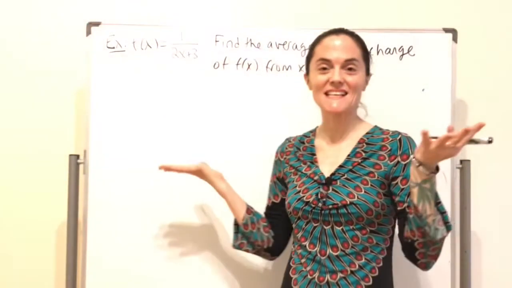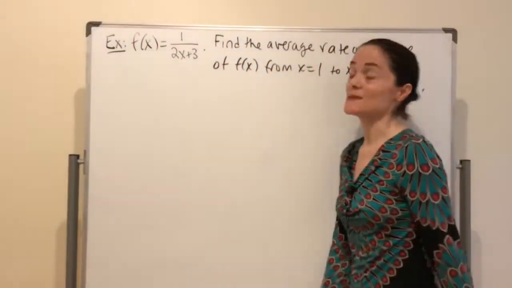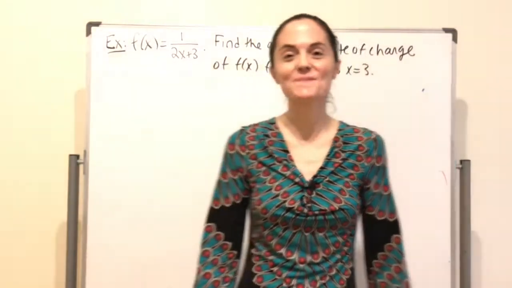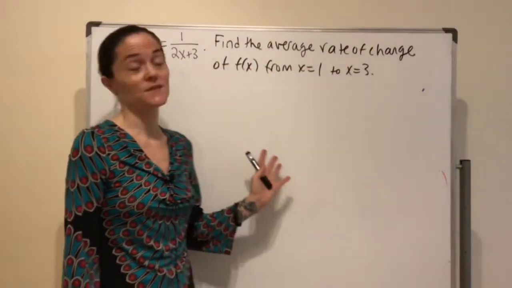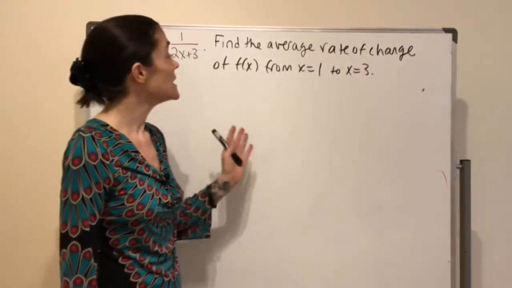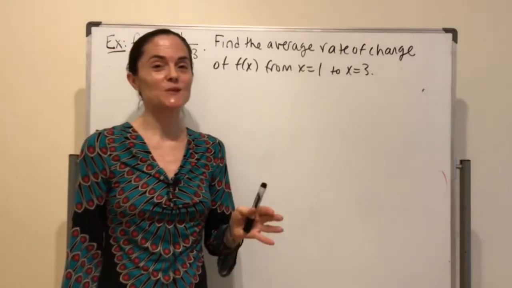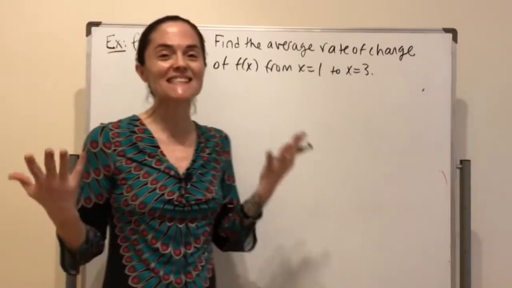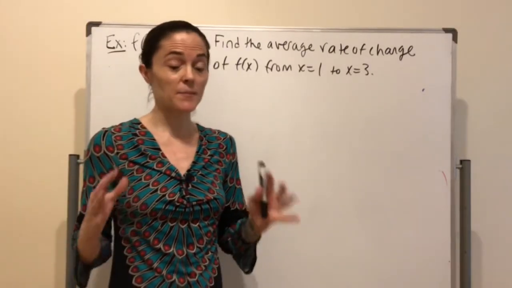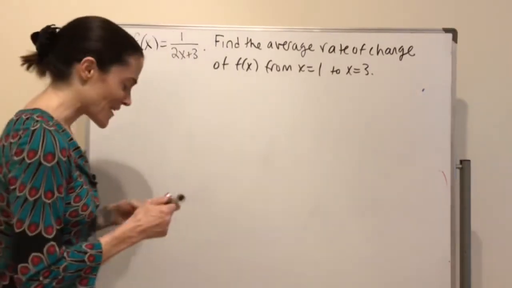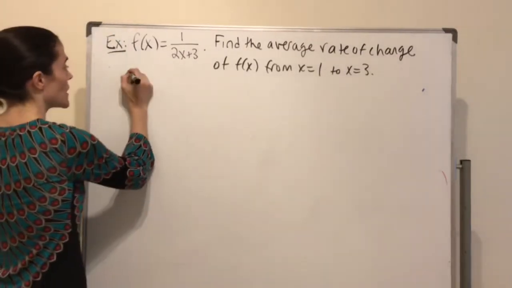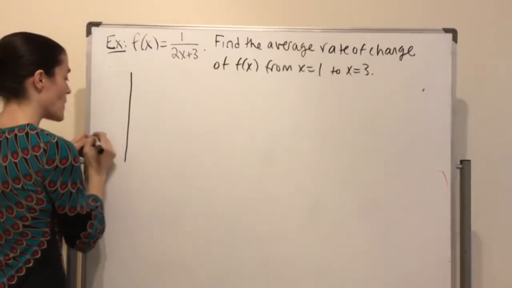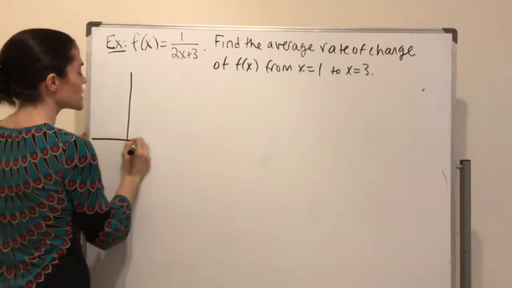Here's our first example. We have f of x is 1 over 2x plus 3. Find the average rate of change of this function from x equals 1 to x equals 3. Well, first of all, let's just graph this. That's one thing nice about the first day, is we can practice graphing a lot of functions that we know and love. So what does this function look like?